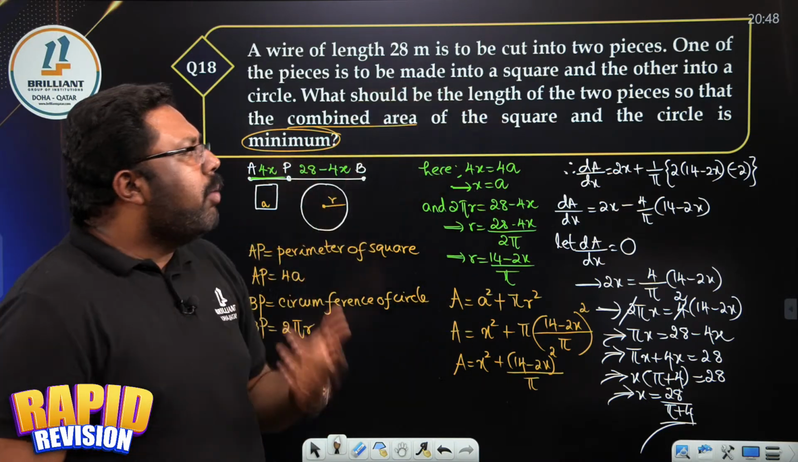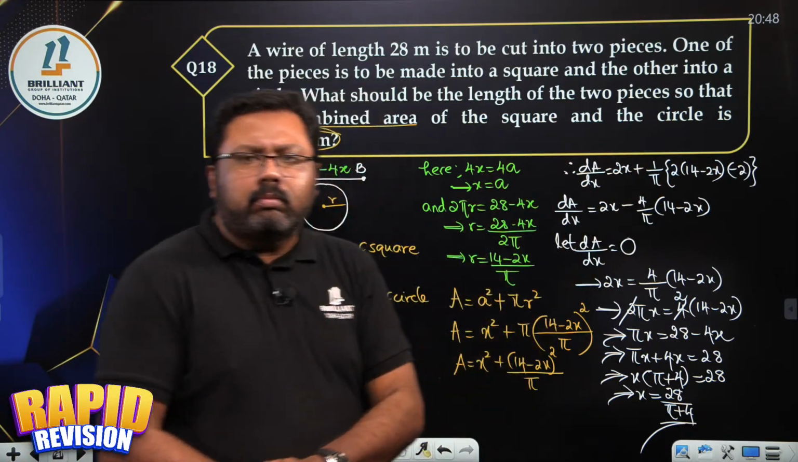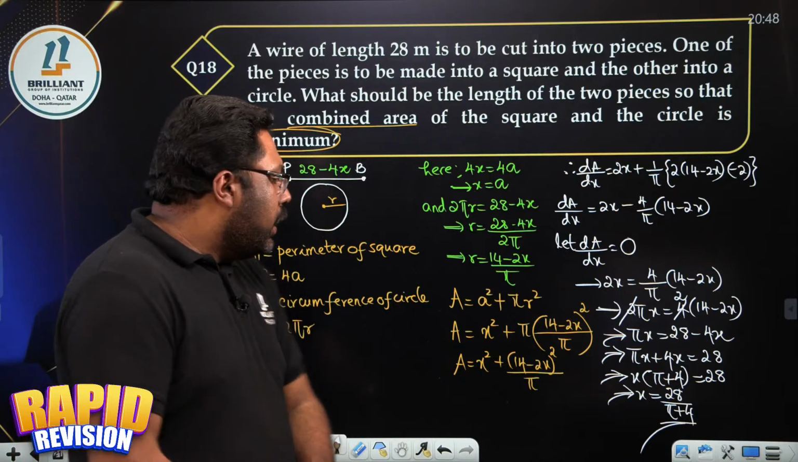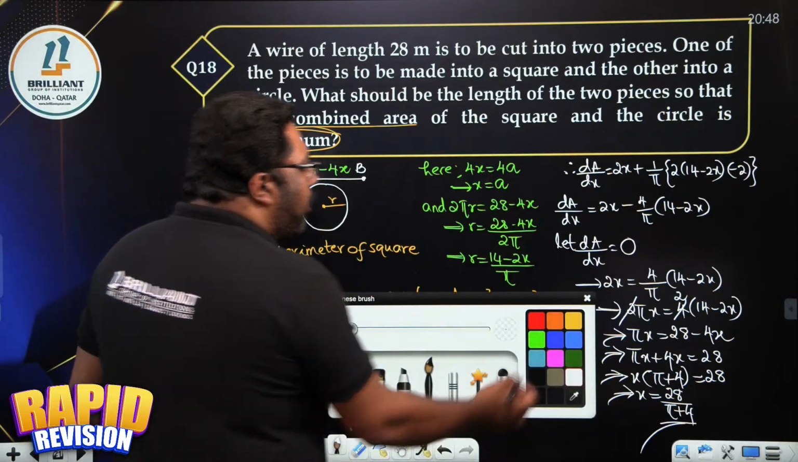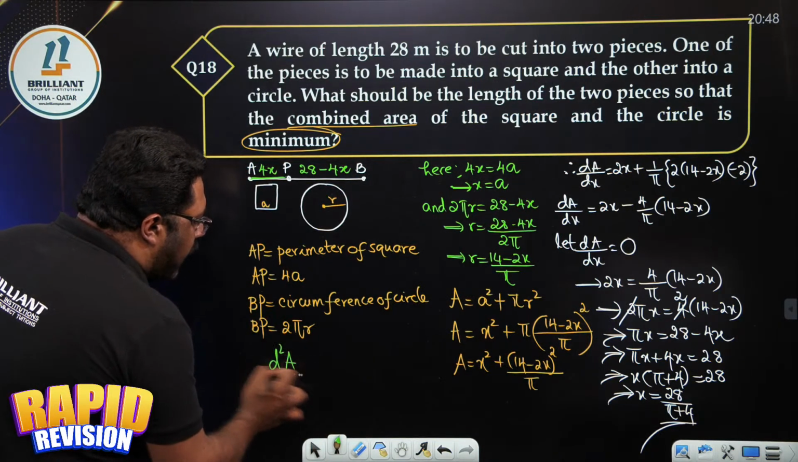Now, the combined area has to be minimum. Go for the second derivative. See if it is positive. Then you can conclude that the combined area is minimum. Going for the second derivative straight away.